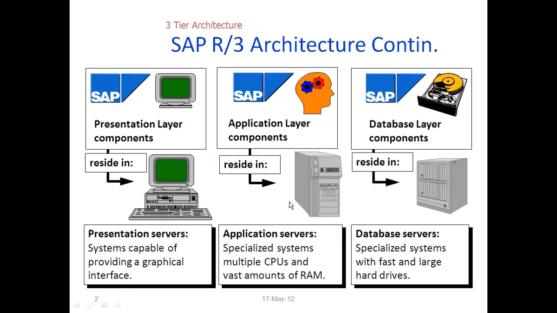Because the application server has to process a huge amount of data, they are specialized systems for processing data. Okay, so specialized systems with multiple CPUs and vast amounts of RAM. Why do you require multiple CPUs? Can anybody tell me? Any number of CPUs, various varieties. Correct, sir. The number of CPUs is correct, but why do we require so many CPUs?